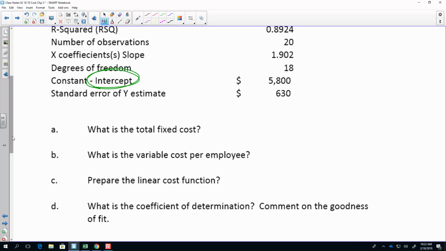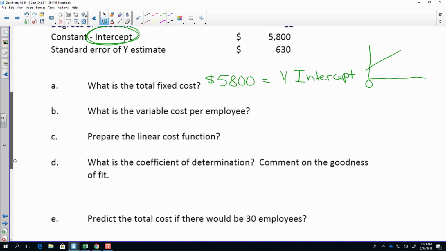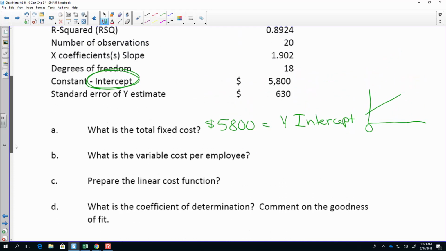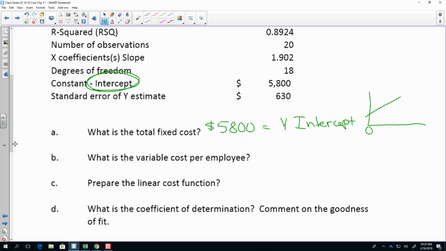Yep. So the 5,800 here is the y-intercept. Catherine, at 0, at the 0 point, where my line hits that 0 point, that's the fixed cost. What's the variable cost then? Using the words to help, Liz?